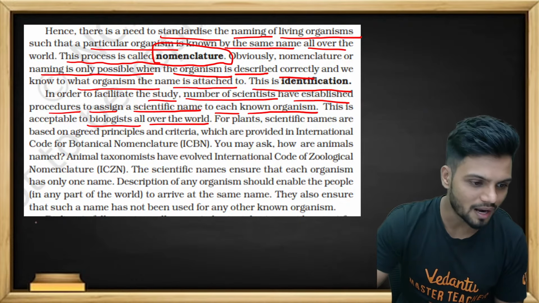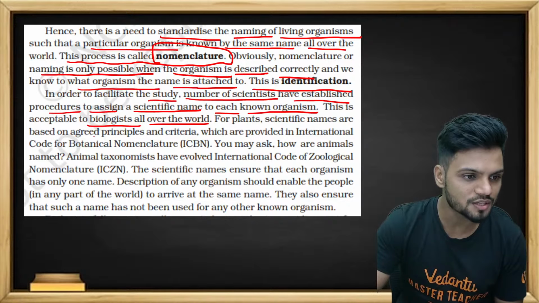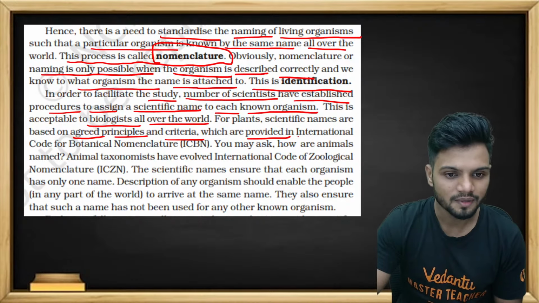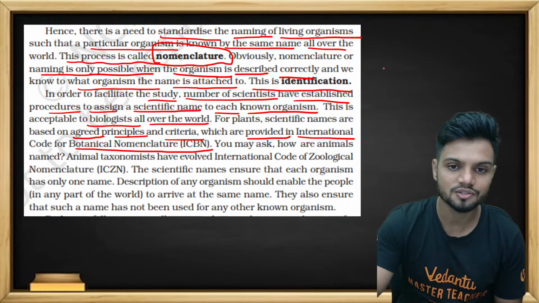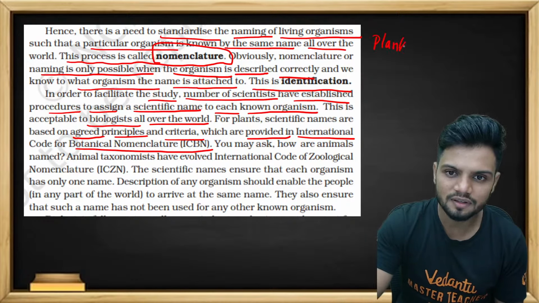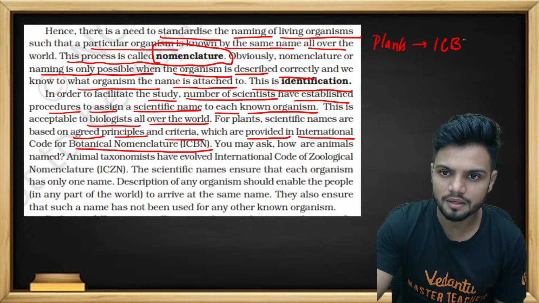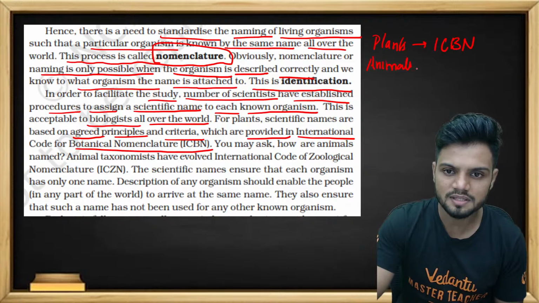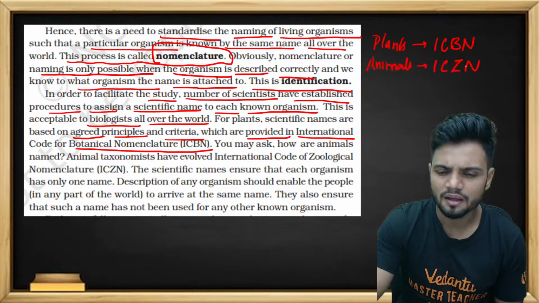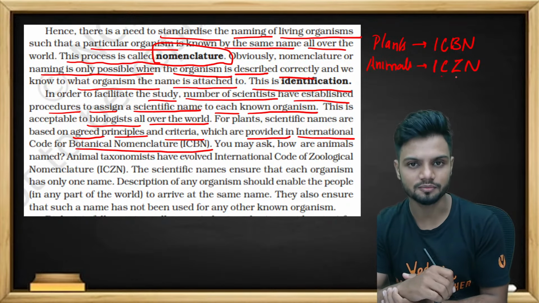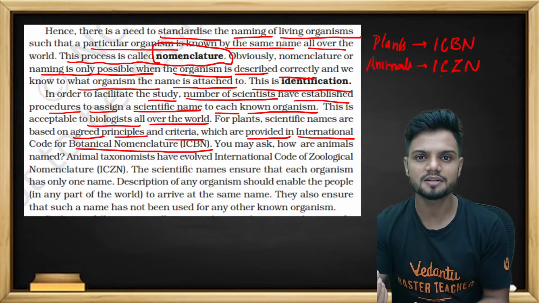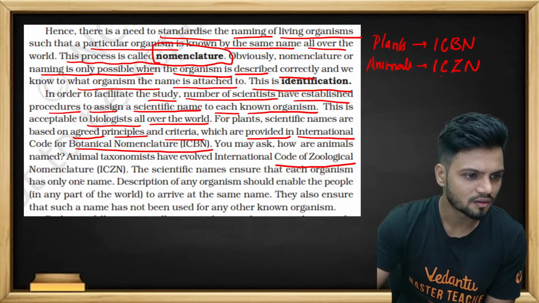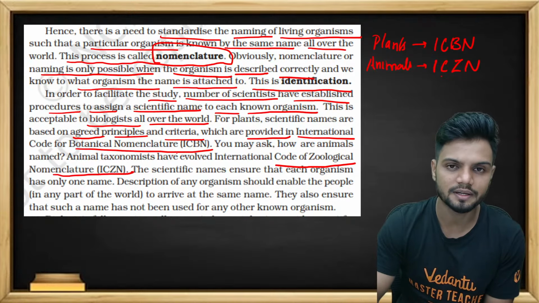Understand this, students. For plants, scientific names are based on agreed principles and criteria which are provided in the International Code for Botanical Nomenclature. So for all the plants, the scientific names are given by ICBN. Now what about animals? Animals is given by ICZN, International Code for Zoological Nomenclature. Zoology is animals, botany is plants, no rocket science.